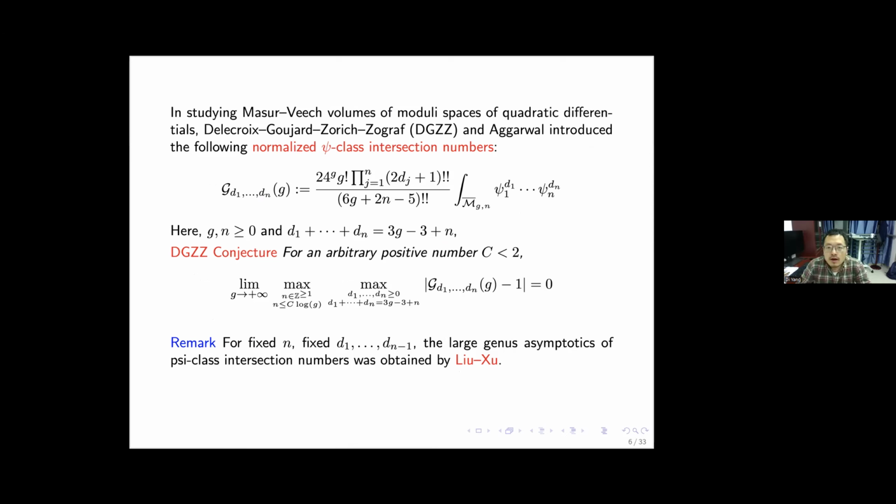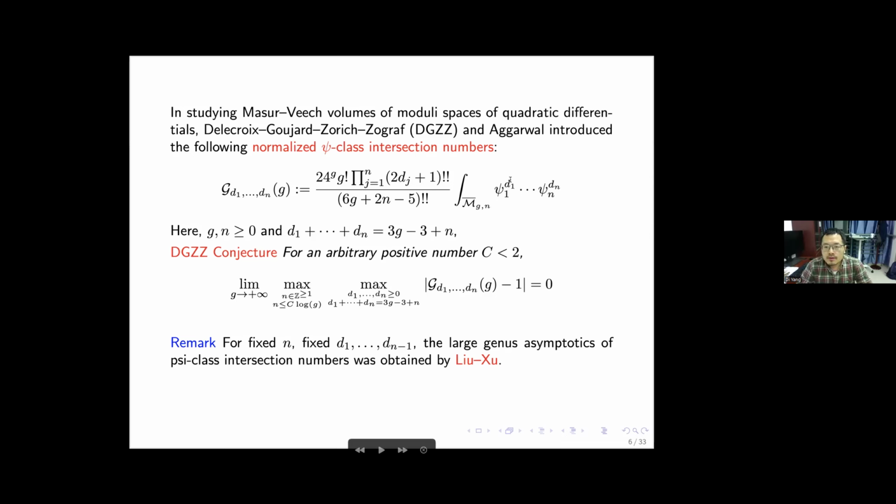Delecroix-Goujard-Zograf-Kontsevich, and Aggarwal, they introduced the following normalized psi-class intersection numbers like this. So these are the original psi-class intersection numbers multiplying some factorials.